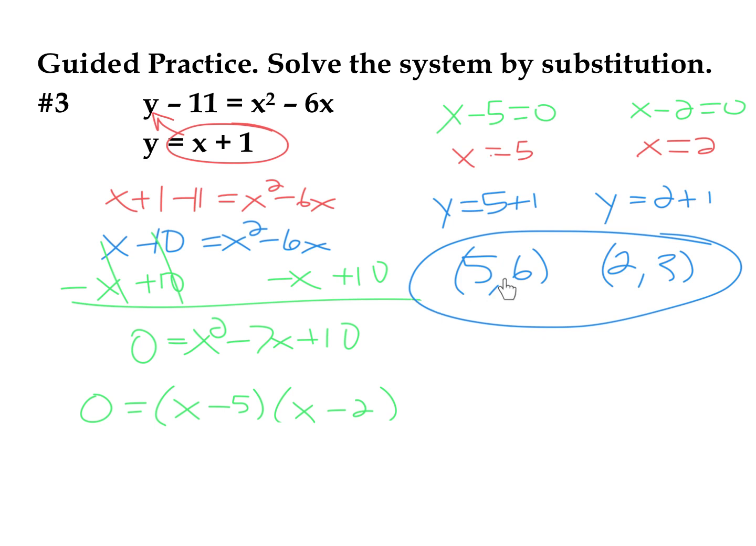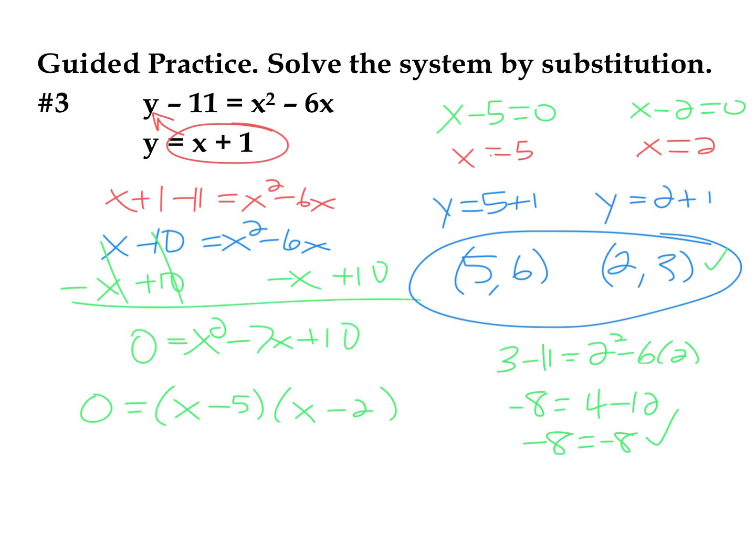If I want to see if it works, I can take 5 and 6, plug the 5 in for the x, the 6 for the y, and make sure it solves both equations. You do the same thing with the 2 and the 3. Let's try the 2 and the 3. Okay, so if I'm going to check 2 comma 3 in that first equation, I'm going to have 3 minus 11 equals 2 squared minus 6 times 2. Every x is replaced with a 2. Every y is substituted to replace with a 3. So I'm going to have negative 8 equals 4 minus 12. That's negative 8 equals negative 8. That checked out.